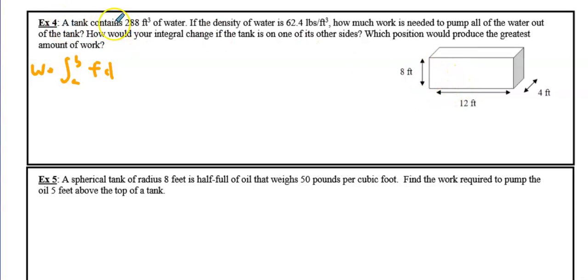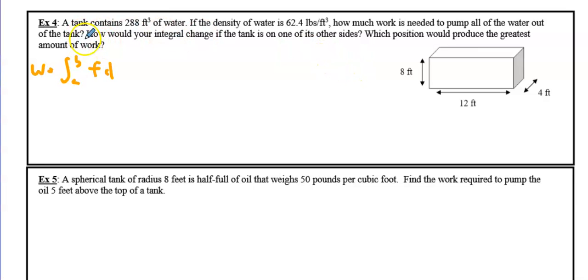It says the tank contains 288 cubic feet of water. If the density of water is 62.4 pounds per feet cubed, how much work is needed to pump all the water out of the tank? We're going to talk about that question first, and then we'll answer the second question. So we have two things we want to do here.